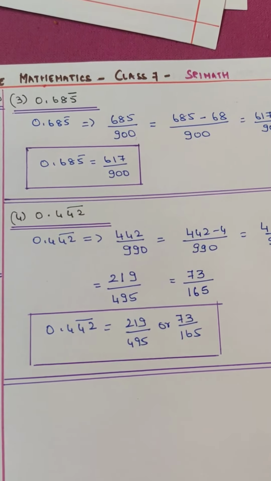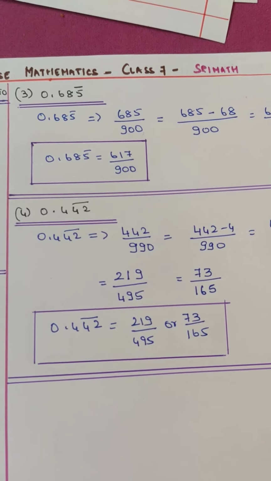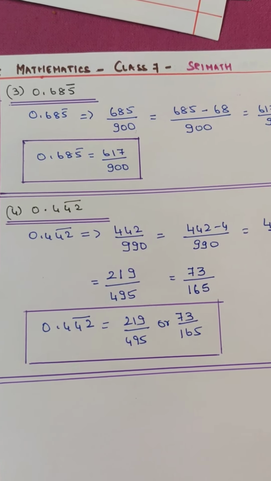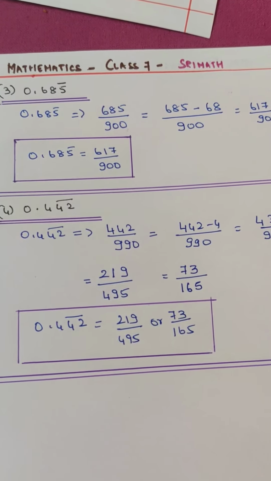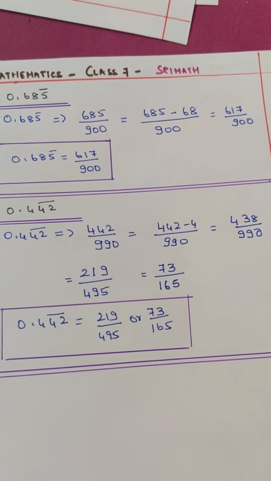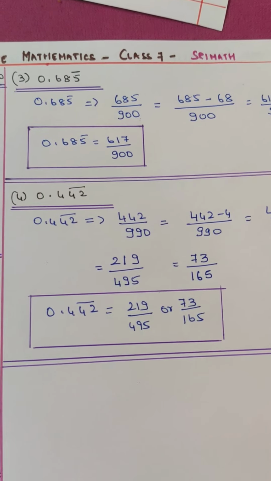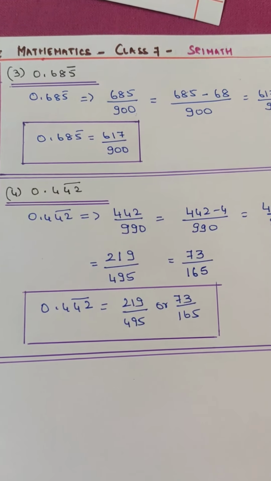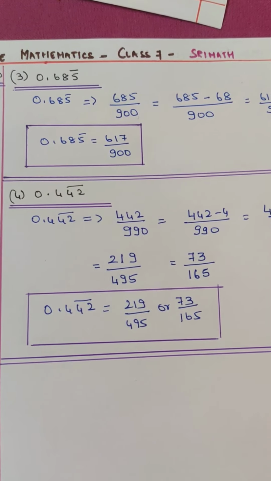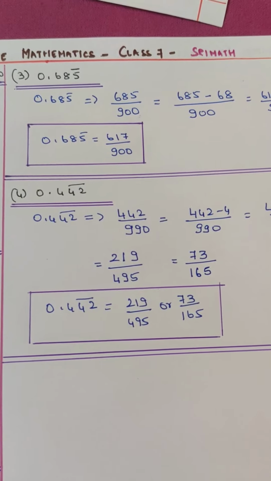The next one is 0.442 and the bar is on 42. It becomes 442 by 990. That is equal to 442 minus 4 by 990. That is equal to 438 by 990. That is equal to 219 by 495. Or that is equal to 73 by 165. Therefore, 0.442 is equal to 219 by 495 or 73 by 165.